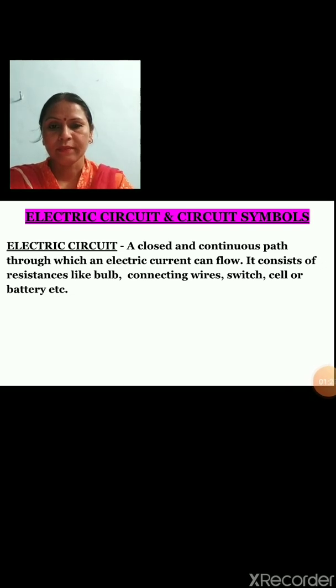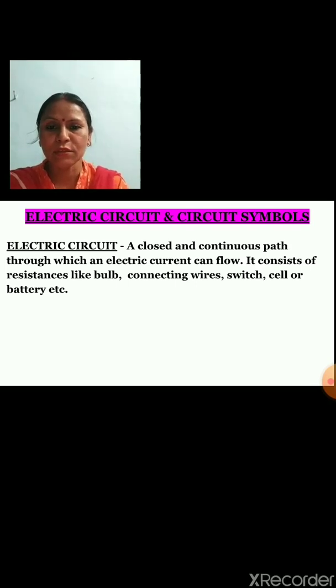Now children, our topic is electric circuit. Children, you all are aware of electric circuit as you have made electric circuit in the science activity of class 8th or 7th. And I know you are all familiar with the materials which you have used in making electric circuit. I mean electric wire, bulb, switch, cell or battery, etc.